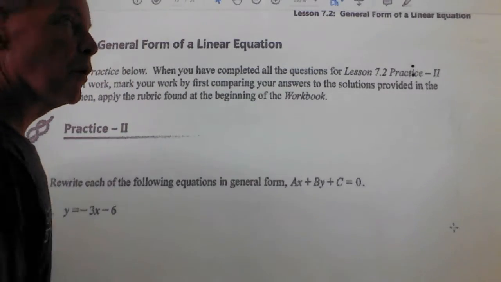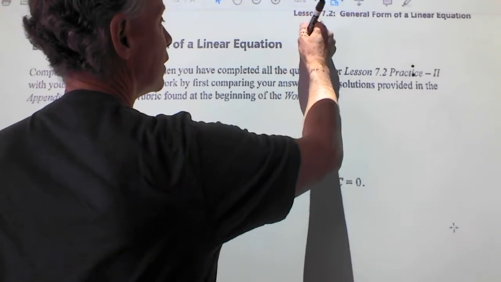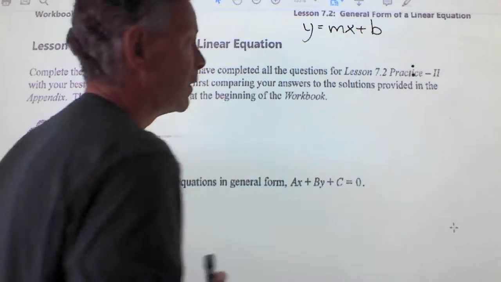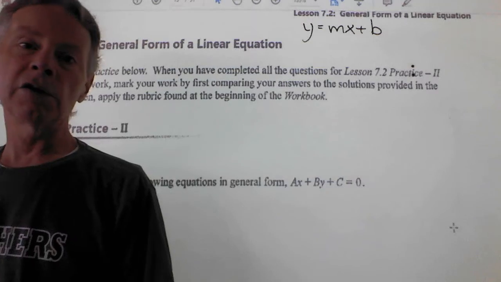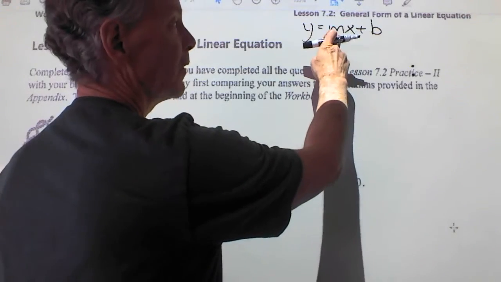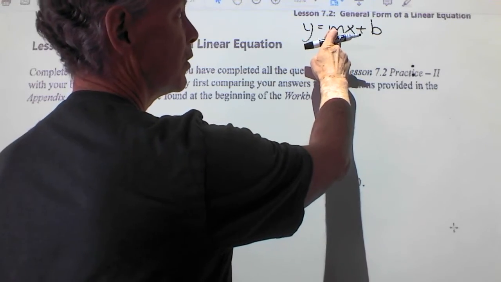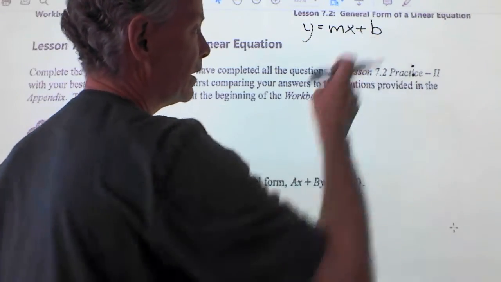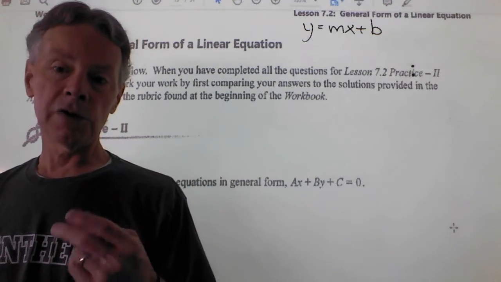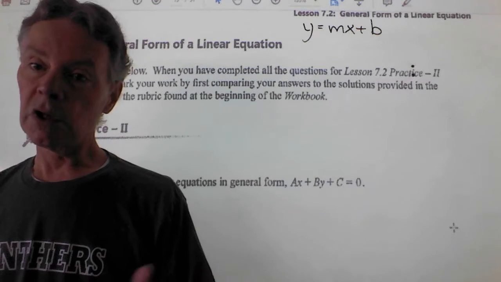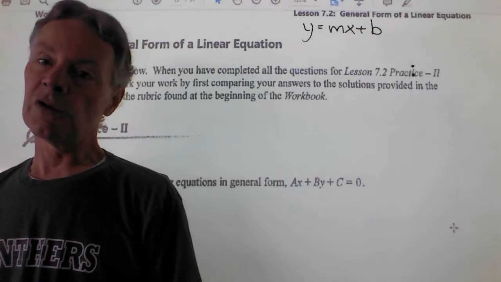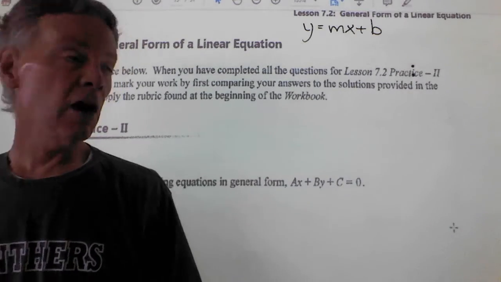So in 7.1 we looked at the slope-intercept form for a linear equation, y equals mx plus b, where again the value for m gives you the slope of your equation, the value for b gives you your y-intercept, and knowing those two things, you can then plot points, use the slope, and join the points to graph your line.